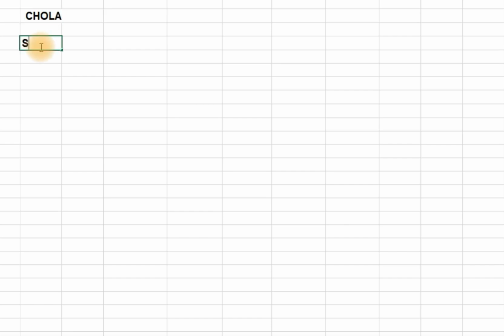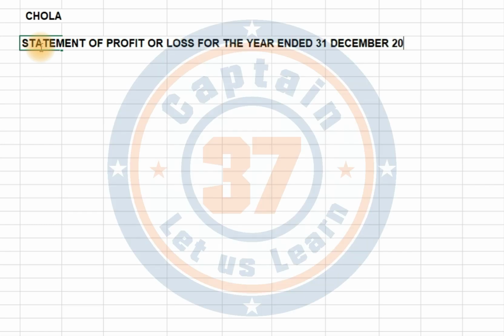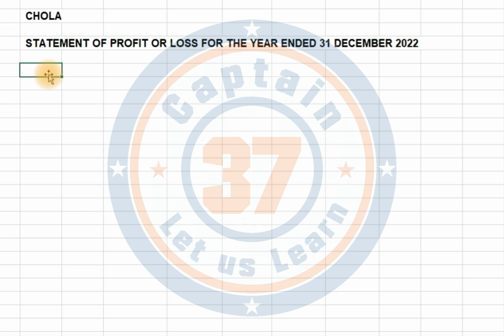We are preparing the statement of profit or loss for the year ended 31 December 2022. What we start with when preparing this statement is to take note of sales. And in this particular case, we are told that the sales amounted to 839,400.